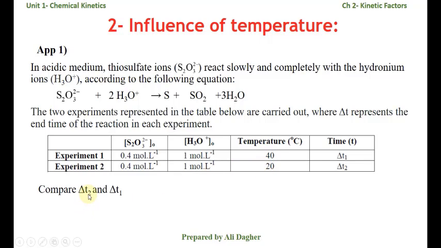The question is to compare delta t2 and delta t1. When the rate increases for the same initial concentration of the limiting reactant, S2O3 2- or H3O+, the amount of product at the end of the reaction is the same, but when the rate increases, the time decreases. Then delta t1 is less than delta t2.